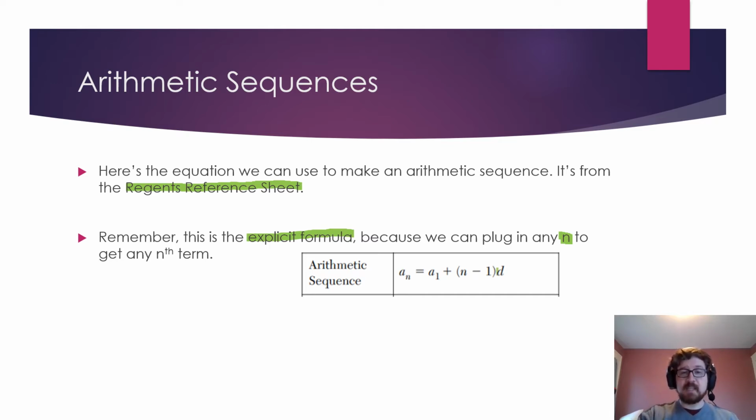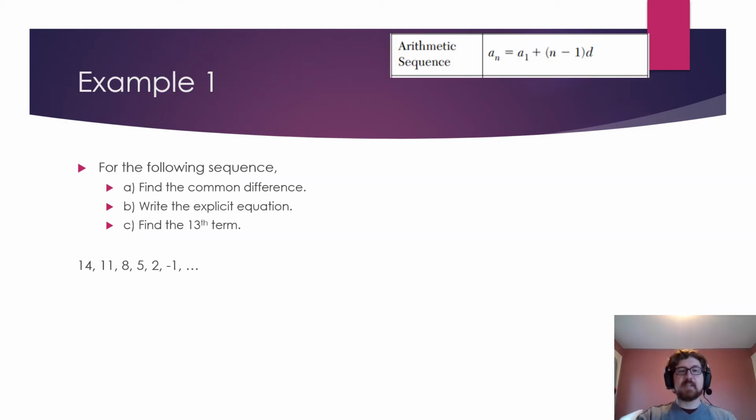If I want the 59th term, I plug in 59. And it uses d as our common difference, uses n as the term number that we're trying to find, a1 as our first term, and a_n as the term we're at. Let's take a look. For this sequence, we're going to first find the common difference, that's d. Then we're going to write the explicit equation, and then we're going to use that to find the 13th term.